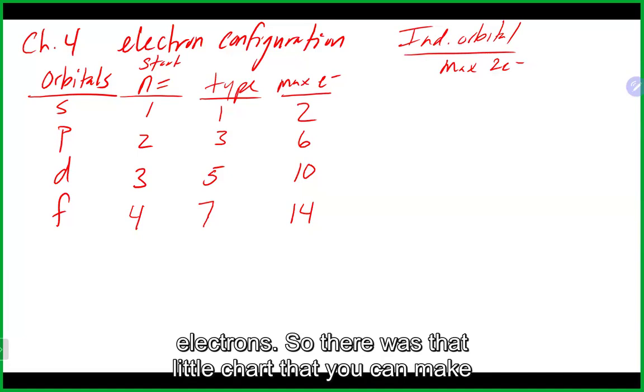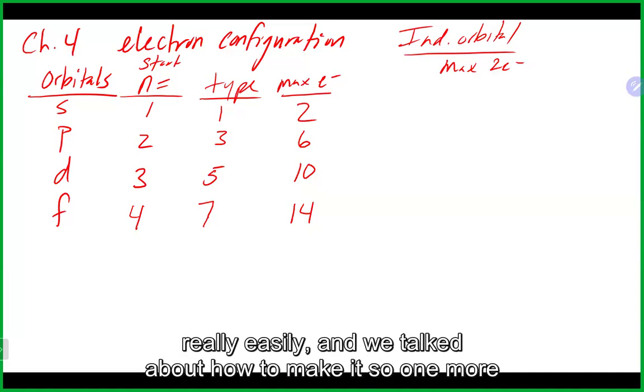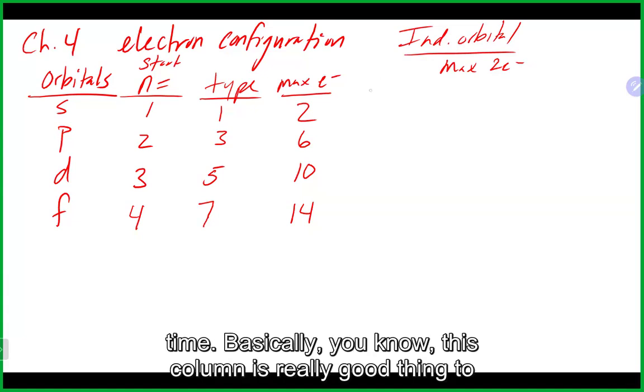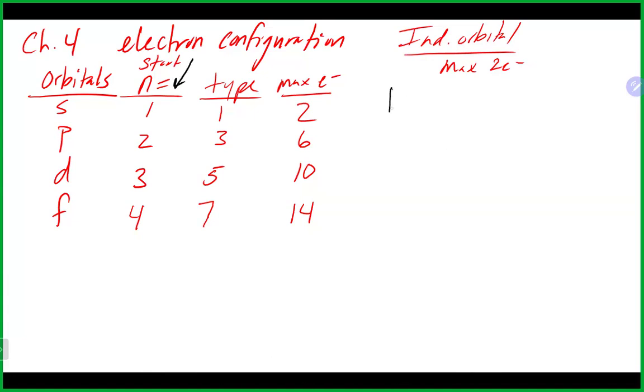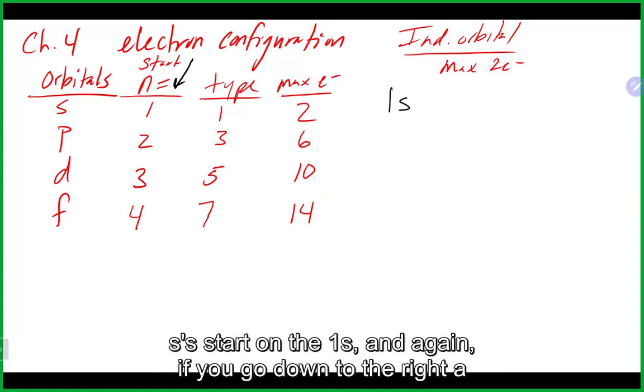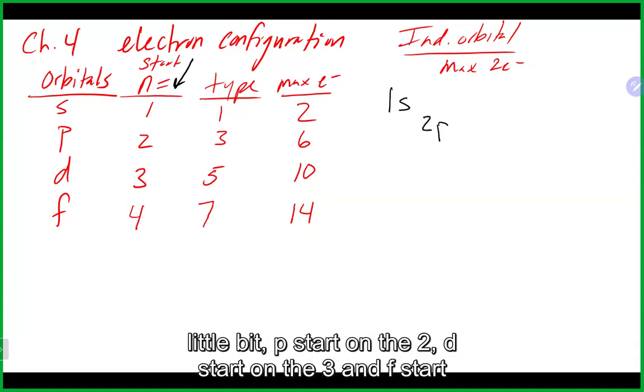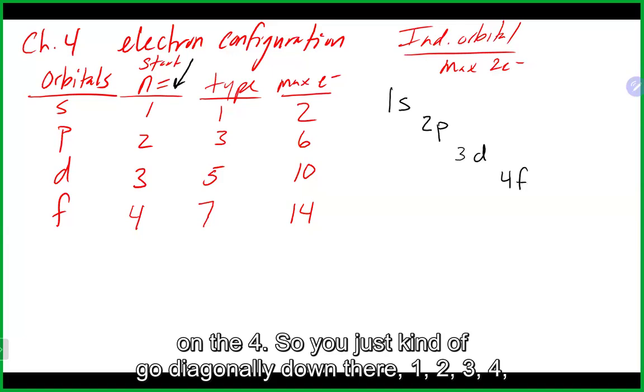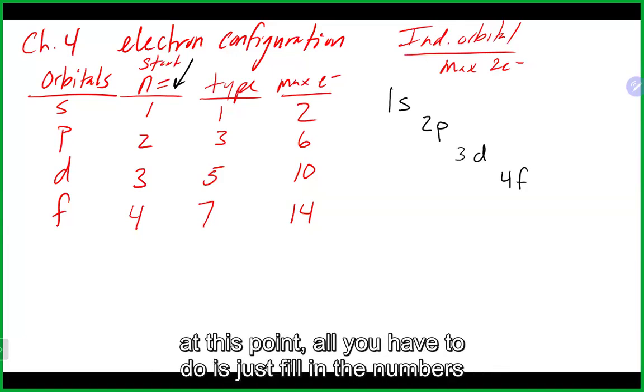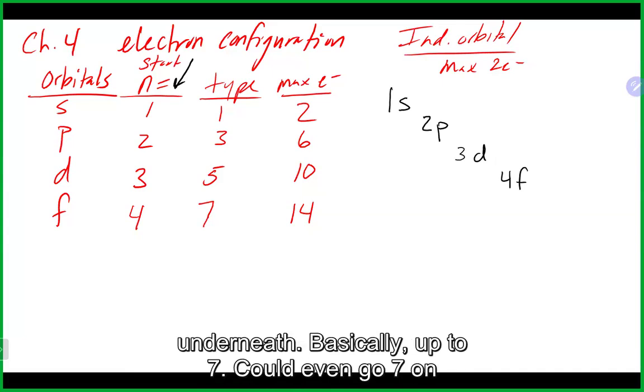So there was that little chart that you can make really easily, and we talked about how to make it. One more time, this column is really a good thing to know. You know that s's start on the 1s, and if you go down to the right a little bit, p's start on the 2, d's start on the 3, and f's start on the 4. If you just go diagonally down there, 1, 2, 3, 4, at this point, all you have to do is fill in the numbers underneath, basically up to 7.